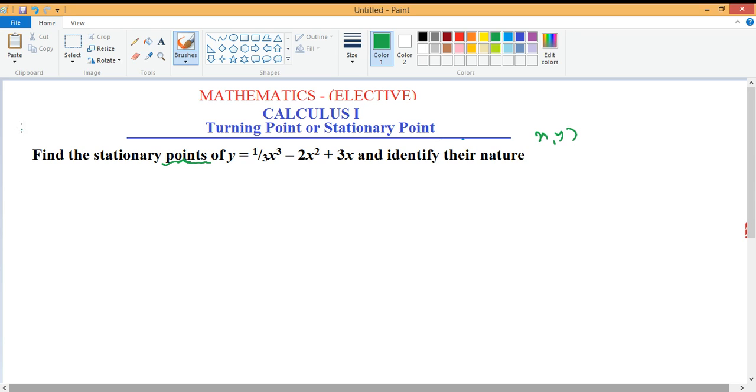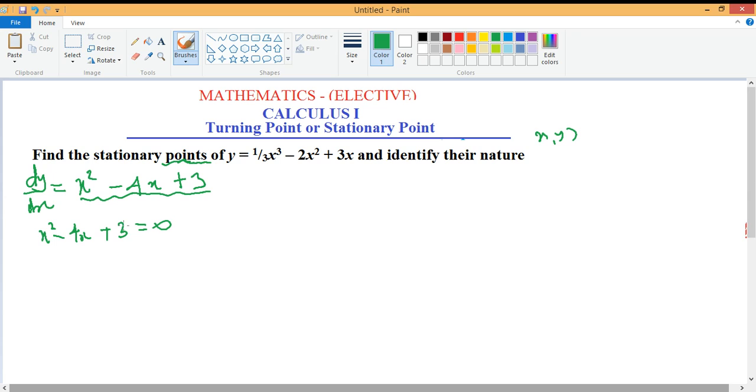Okay, we'll differentiate the function. dy over dx: the power will come and multiply 1/3, it becomes 1, and the power is reduced by 1. So it becomes x squared minus 4x plus 3. And we know that at the turning point or the stationary point, dy/dx is equal to 0. So x squared minus 4x plus 3 will be equal to 0. It's a quadratic equation, so we have to solve it quadratically.